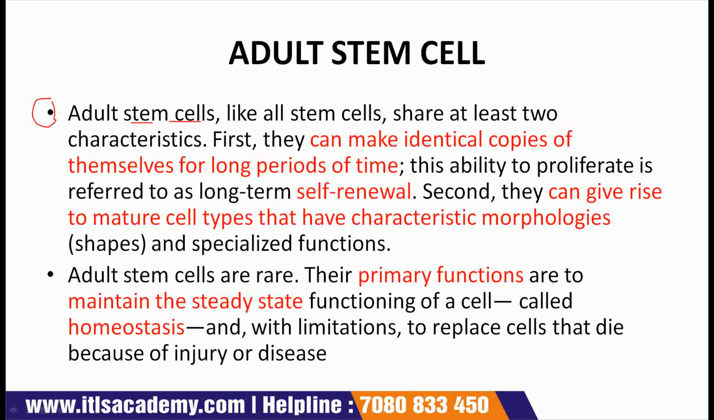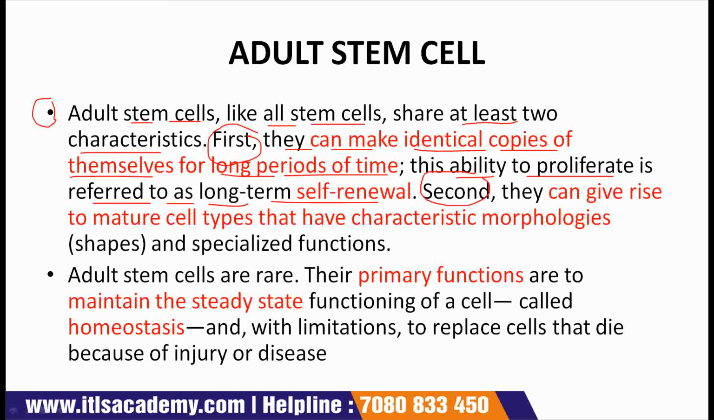Adult stem cells, like all stem cells, share at least two characteristics. The first one is that they can make identical copies of themselves, that is, they can self-renew for a long period of time. This ability to proliferate is referred to as long-term self-renewal.